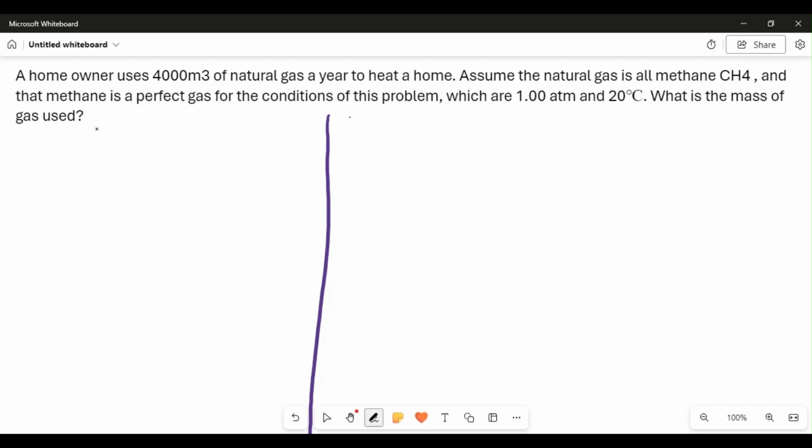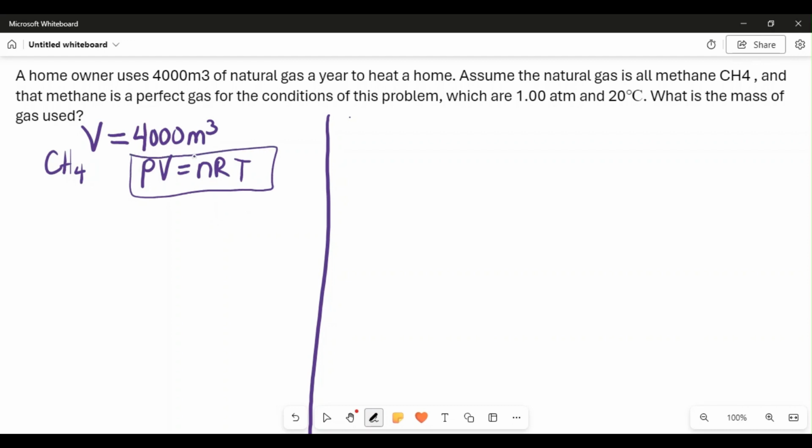Well, 400 meter cubed is them telling us that we're dealing with the volume, which is 4,000 meter cubed. We're told that we're dealing with methane gas, which is a natural gas, a perfect gas. Therefore, we're going to be using PV equals nRT, the perfect gas equation, in this particular question. So make sure you keep this equation in mind.